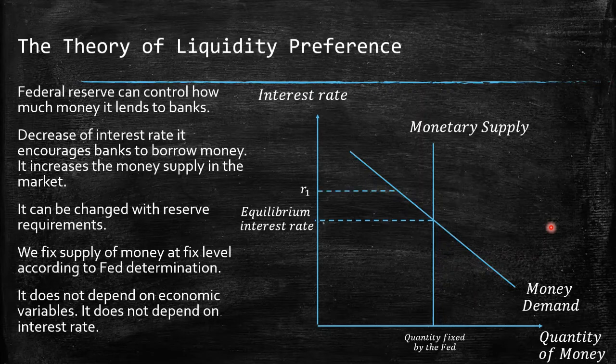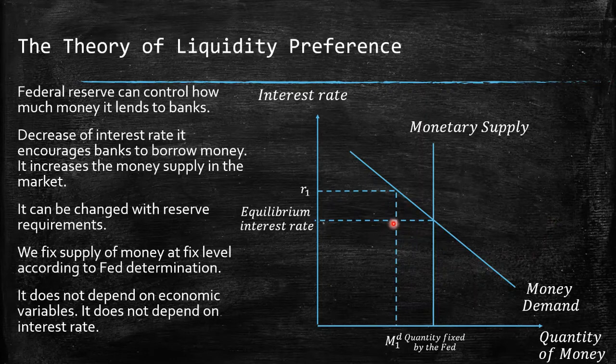Imagine that we are at a point R1. As you can notice here, the interest rate is higher than the equilibrium interest rate. So under this point, at this M1D, what is going to happen? Well, the market will see this gap: at this interest rate, there is not the possibility to have all this money.